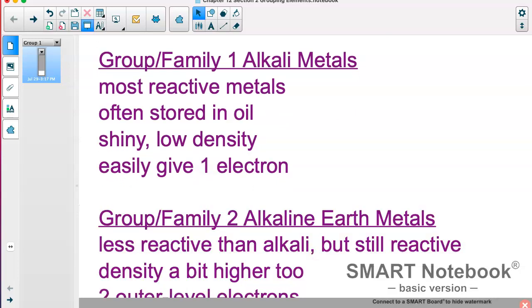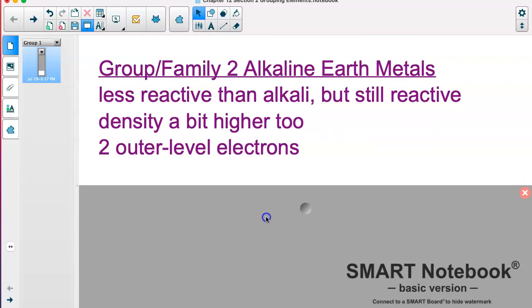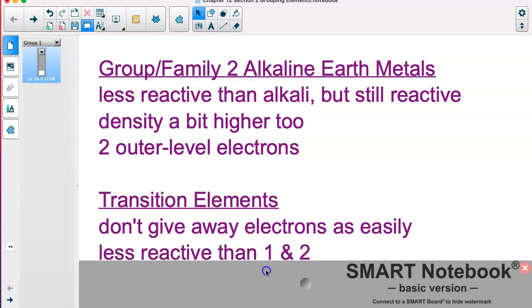Family 2 are what we call the alkaline earth metals. These guys are still pretty reactive, not quite as much, and they have a little bit higher density. And these guys have 2 electrons in their outer energy level, which again doesn't make a lot of sense right now, but it will. So they typically will match up with another element that needs to have two, and so they form a compound.